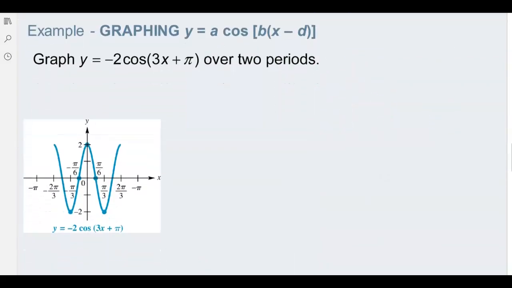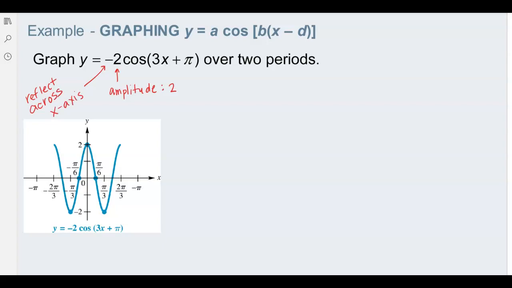For this next example, we have 3 components that are happening. Actually, it looks like we have a reflection as well. Let's talk about what each of the components mean. Now, first of all, we see that the amplitude is going to be 2. Remember that we take the absolute value of the number that's multiplied in front. The negative sign means that we're going to reflect across the x-axis, right?